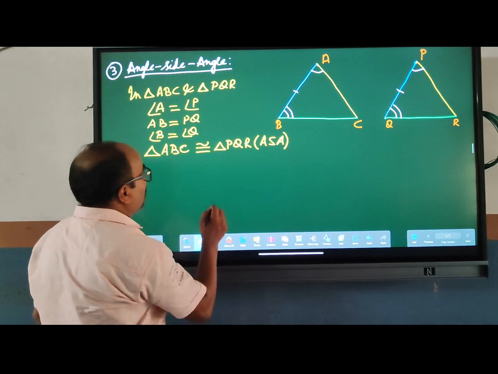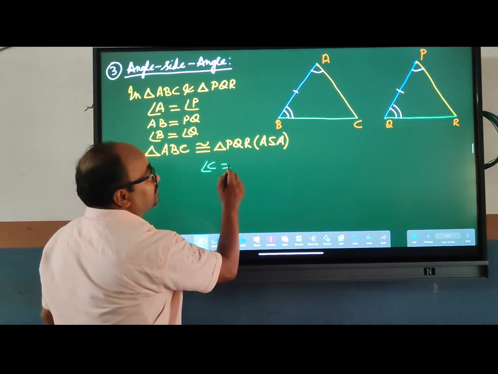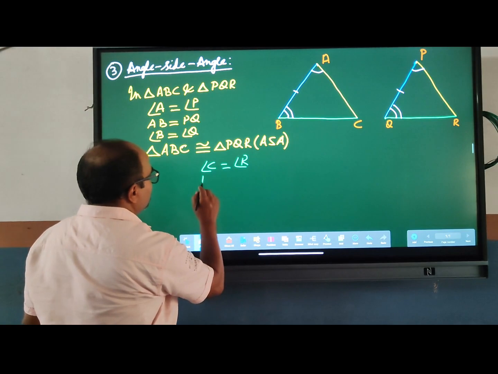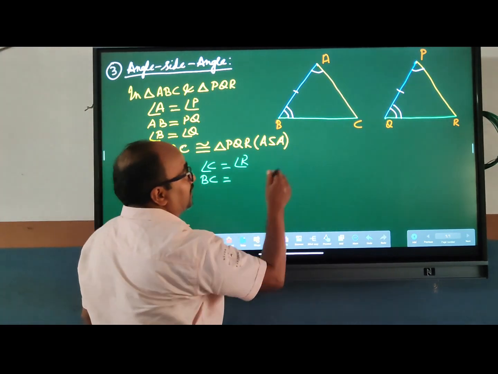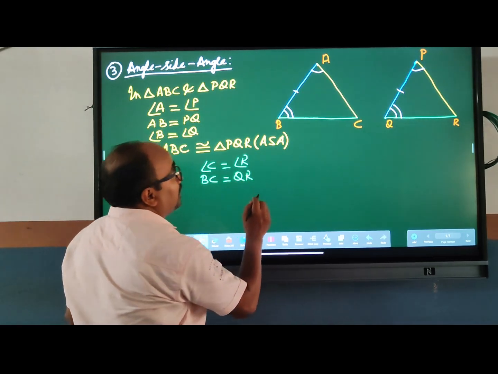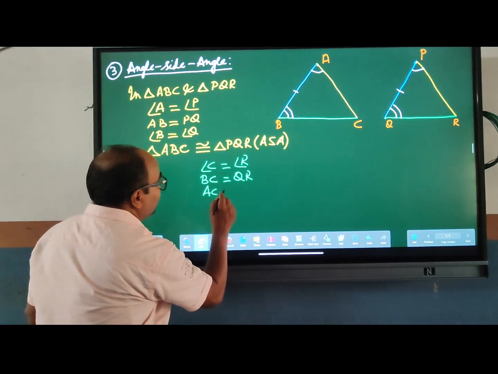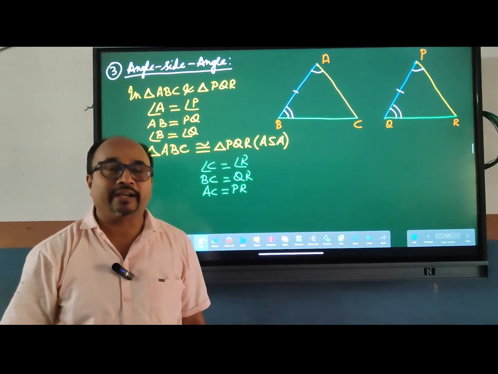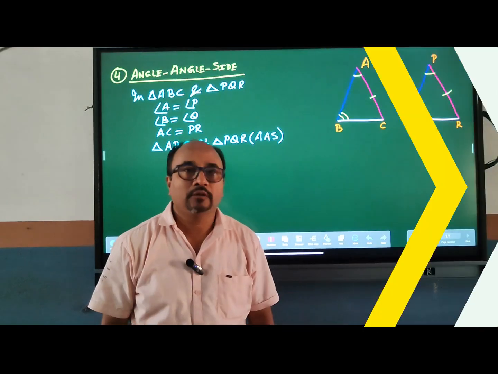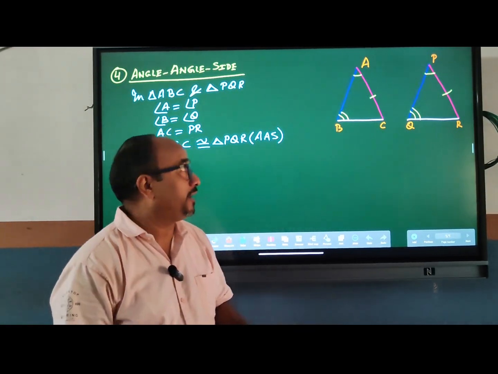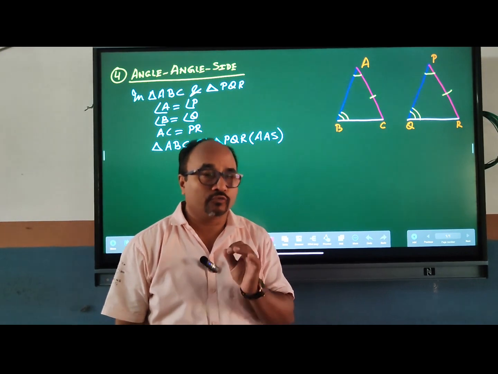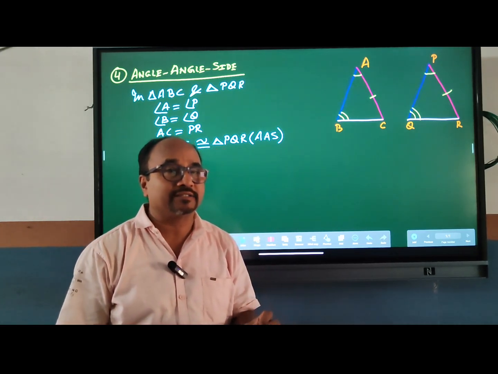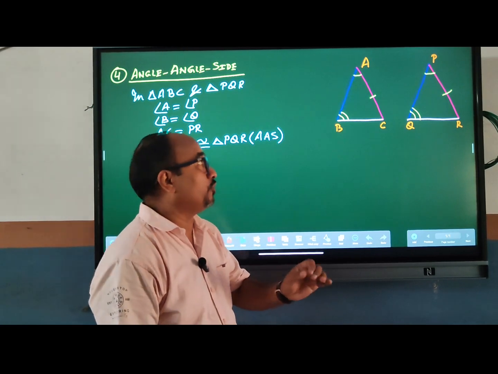Once that has been proved congruent, we can now write angle C is equal to angle R. The side BC was not used, so BC at the same place in the other triangle is QR, and then AC is equal to PR. So here we are able to write two sides and one of the angles as equal. In this fourth rule, we had made use of two angles and one side. So we are left with one angle and two sides. So by corresponding parts of congruent triangles, that is CPCT, we can write the following things as equal.